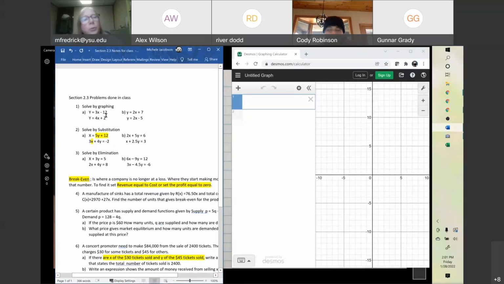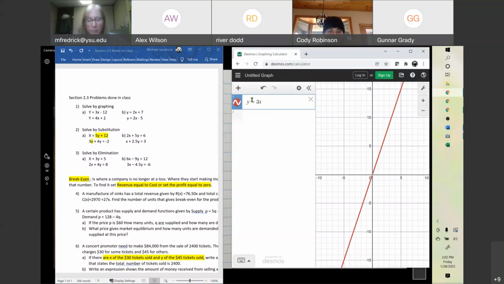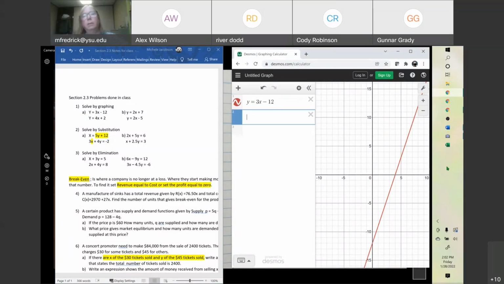So if we look at this first one, solve by graphing A, you just put both equations in and have it graph them. So if we go y equals 3x minus 12, and then plug the second one in, and then you want to see where they intersect. It's 4x plus 2.